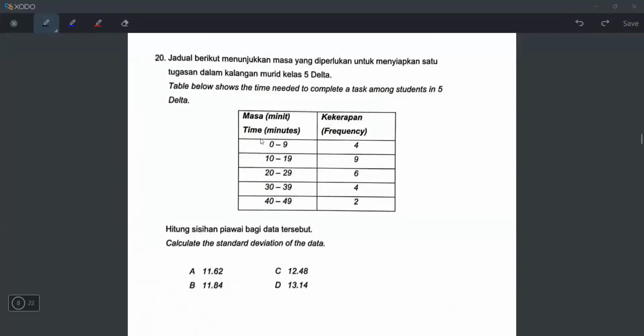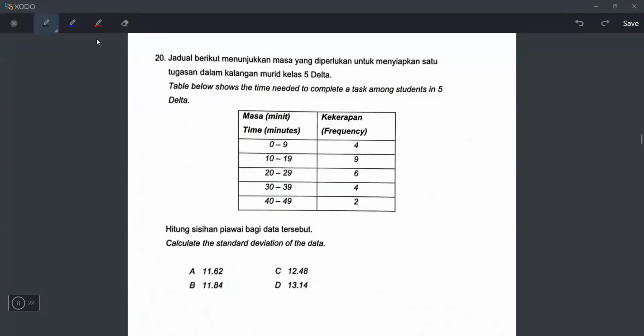Okay, question 20. Let's continue. The table below shows the time needed to complete a task among students in 5 Delta. So this class is 5 Delta, and the time taken for the students to complete the task is different. Some students use 0 to 9 minutes to finish the task or the homework. Some students use longer time. So 0 to 9 minutes, 10 to 19, and so on.